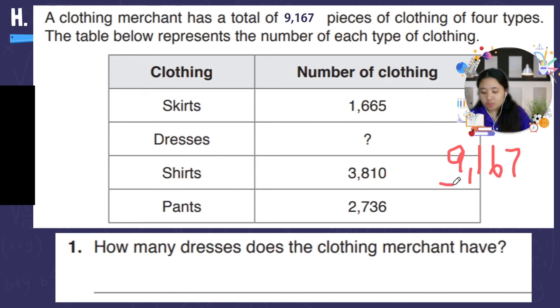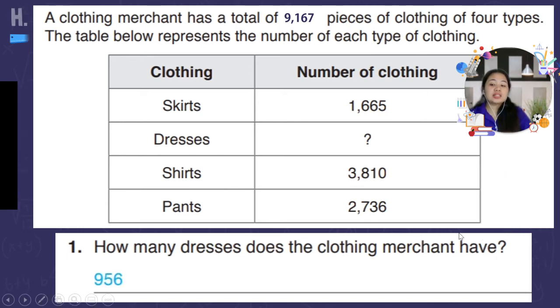9,167 minus 8,211. 7 minus 1 is 6. 6 minus 1 is 5. 1 minus 2 cannot, so we have to borrow. This will become 8 and this will become 11. 11 minus 2 is 9. So the answer in number 1 is 956. Very good.